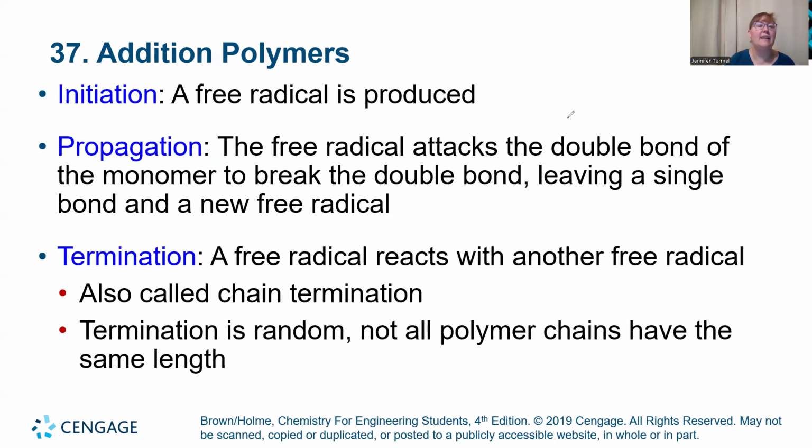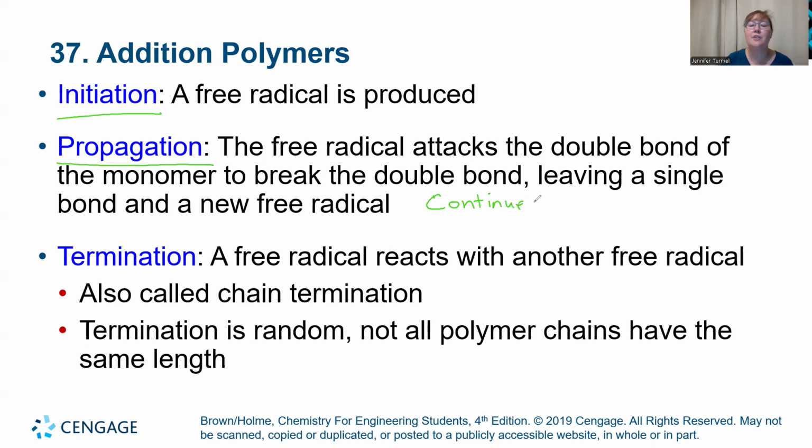All right, so let's look at these. In an initiation period, a free radical is produced. In propagation, the free radical attacks the double bond of the monomer to break the double bond, and this leaves a single bond and a new free radical. So remember, in order to do these, you actually have to have double bonds involved. If you don't have double bonds, you would be using a different type of process. So this just continues on and on and on.